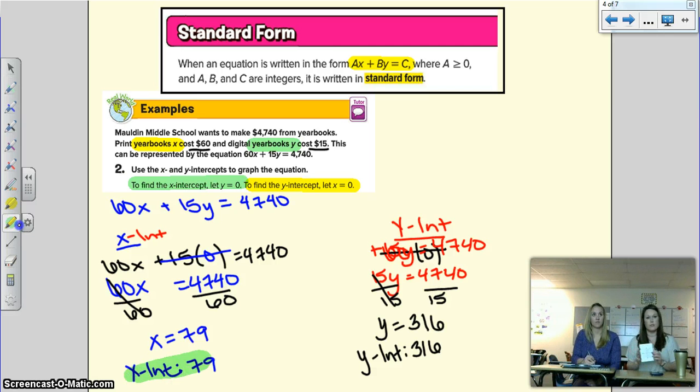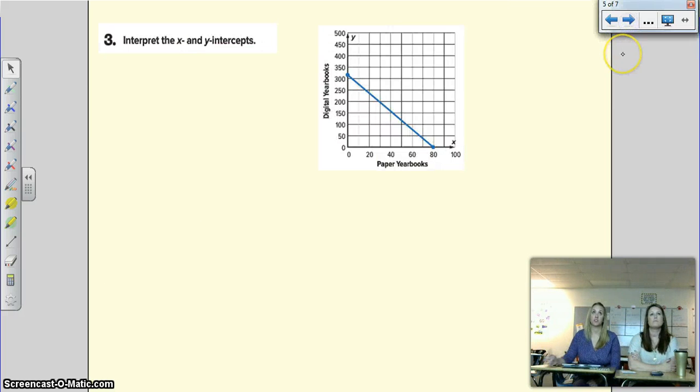We don't have a graph to do this, but you guys know how to do it. You can estimate on here where 79 is on your x-axis, where 316 is on your y-axis. Connect the dots. Same thing, just happened to be a real world situation here. So this is what your graph should look like. Spoiler alert, there it is.